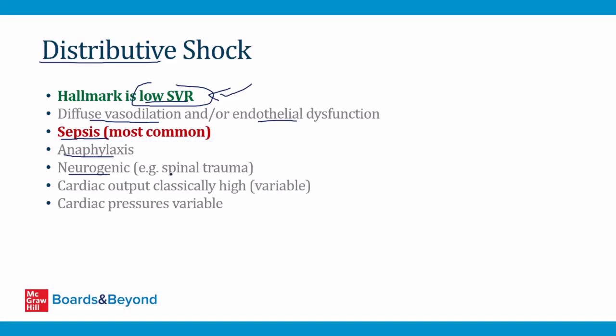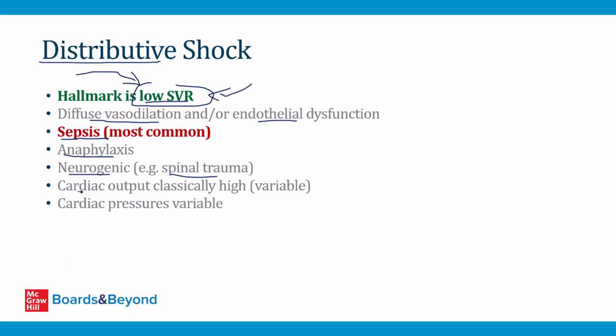This occurs when patients have spinal trauma and they damage their sympathetic nervous system nerves. This leads to loss of sympathetic innervation to parts of the body, and so there's vasodilation. In terms of hemodynamics, the most important thing to know about distributive shock is that the SVR will be low. That makes it different from all the other forms of shock. The other parts of the hemodynamics are tricky.